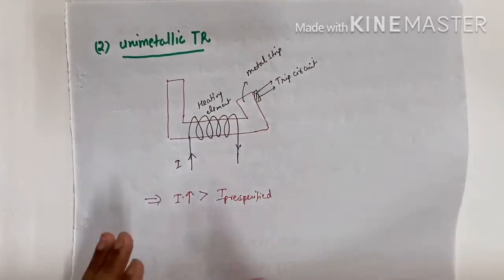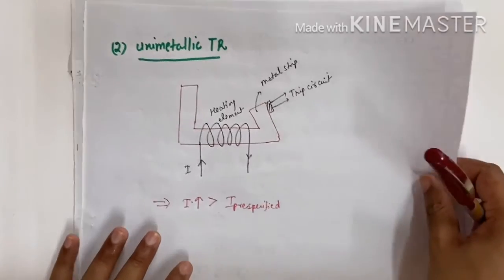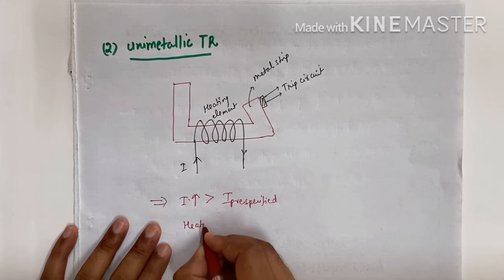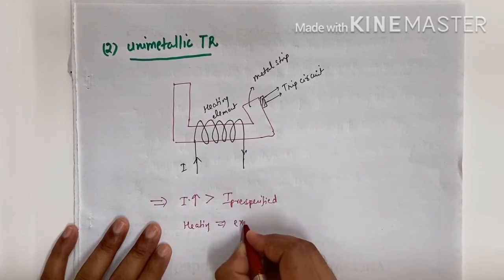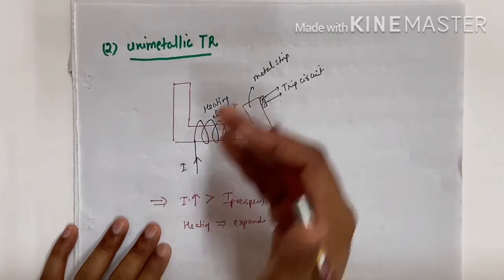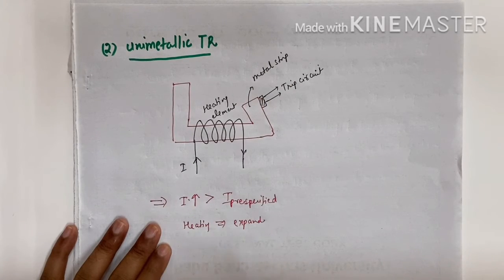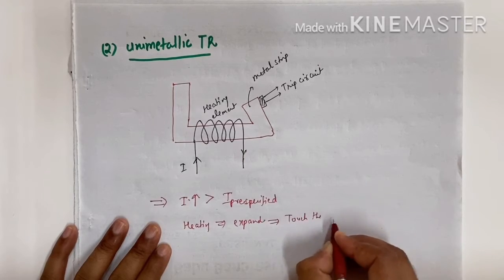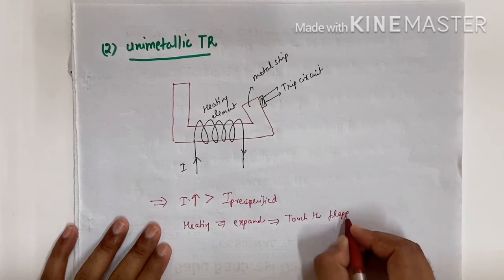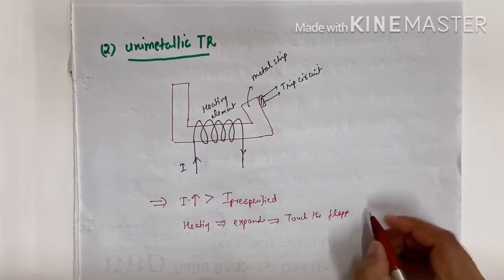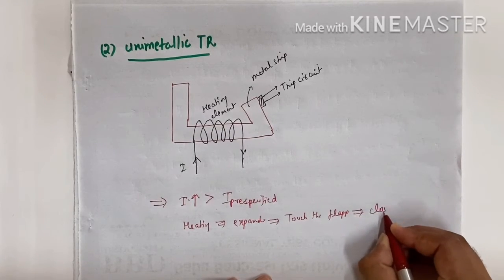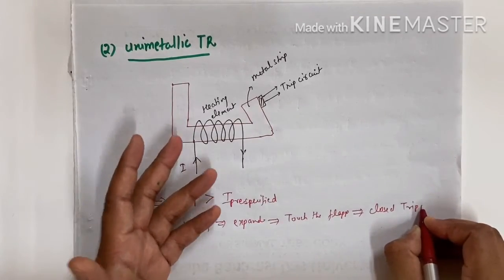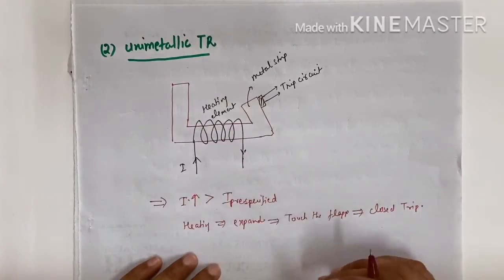Suppose when the current exceeds the pre-specified value, then the heating element can expand the metal strip. When this metal strip expands, it will touch the flap. When it touches the flap, the flap will close the trip circuit. When it closes the trip circuit, the relay will operate. So this is the phenomenon of the unimetallic thermal relay.